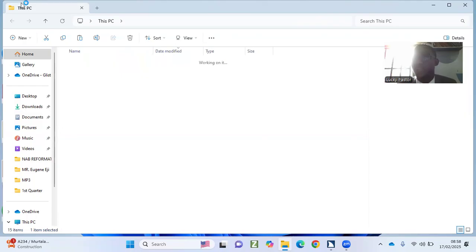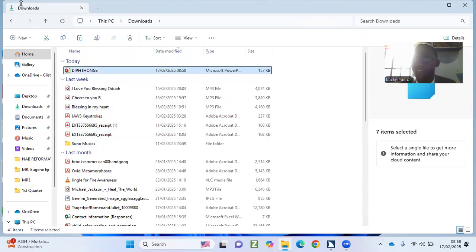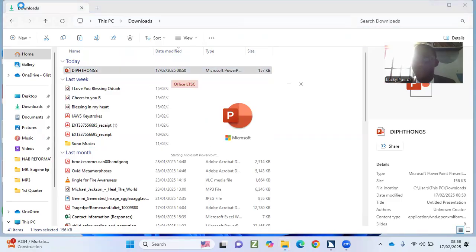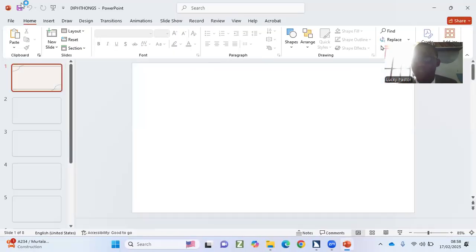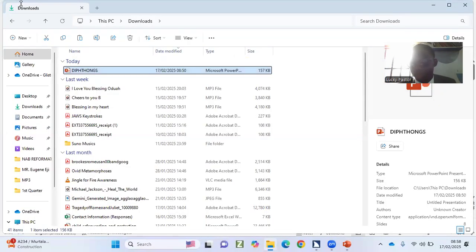We also discussed the different kinds of the consonants and different kinds of the vowel sounds. So for the vowels, there are 20 vowels and 24 consonants. These 24 consonants were discussed, and of course, we discussed the 20 vowels. Today, our focus will be on diphthongs. Diphthongs is a part of the 20 vowels we have.